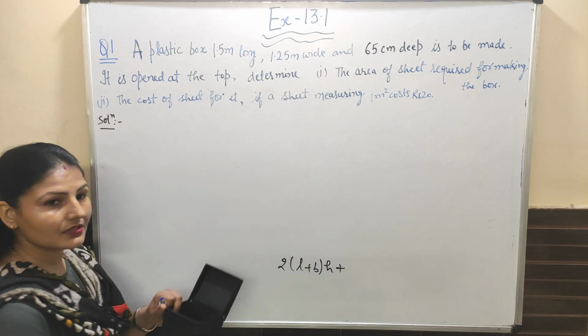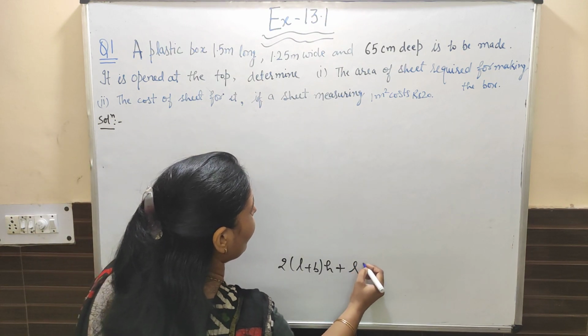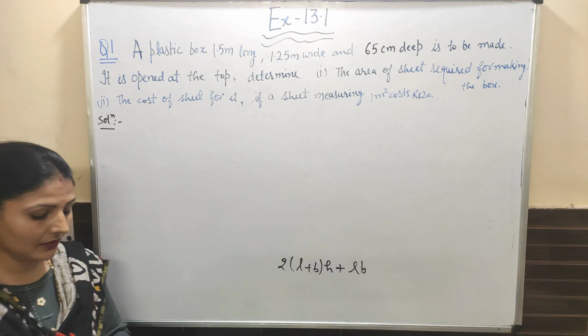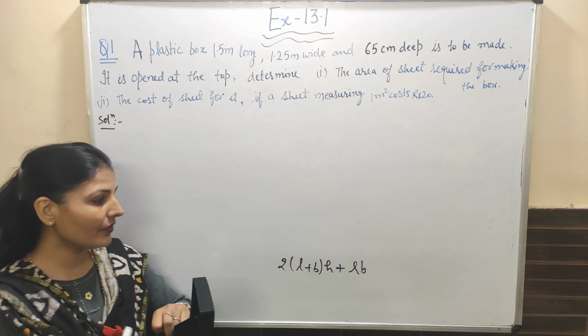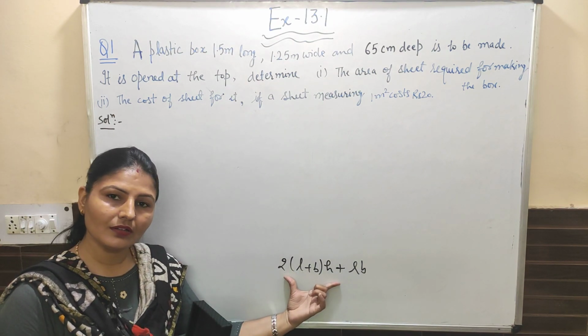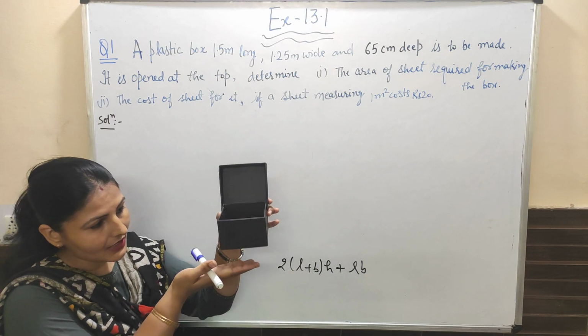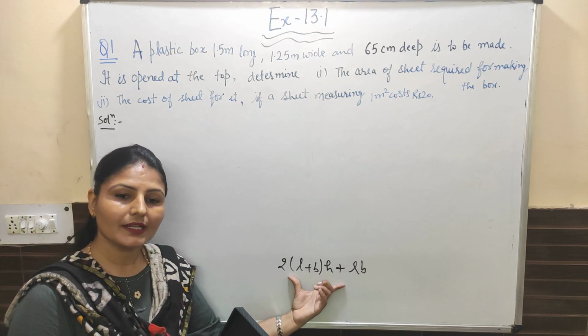Now what is left? The area of the bottom. It will be L into B, means LB. So we have to find this surface area. The surface area of this box will be this. Have you understood? Area of 4 walls plus area of bottom. It will be like this.